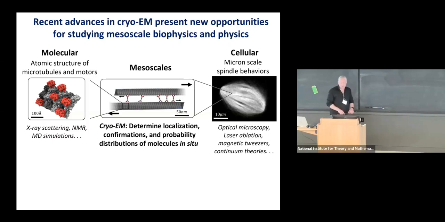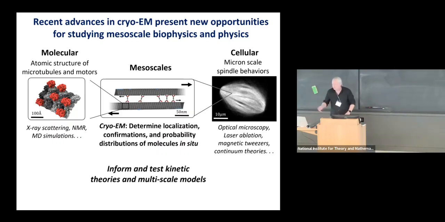All right, but nonetheless, I think these are really phenomenal techniques. And so then what, in my mind, would be amazing is to use cryo-EM to determine the localization, conformation, and probability distribution of molecules in situ at these mesoscales, and use that to help bridge molecular and cellular scale. All right, and then that would inform and test both kinetic theories and multiscale models, those types of things.